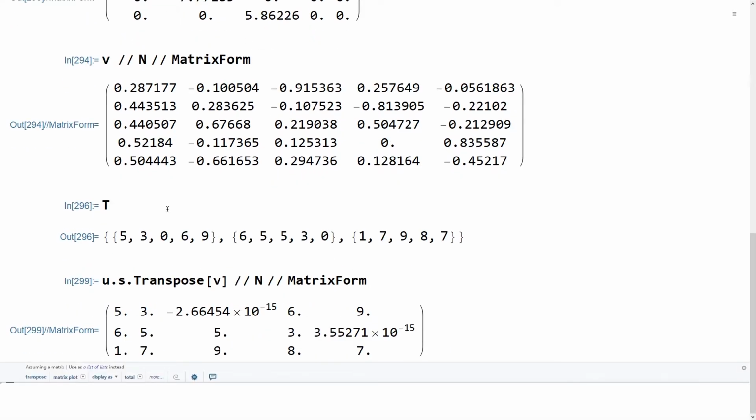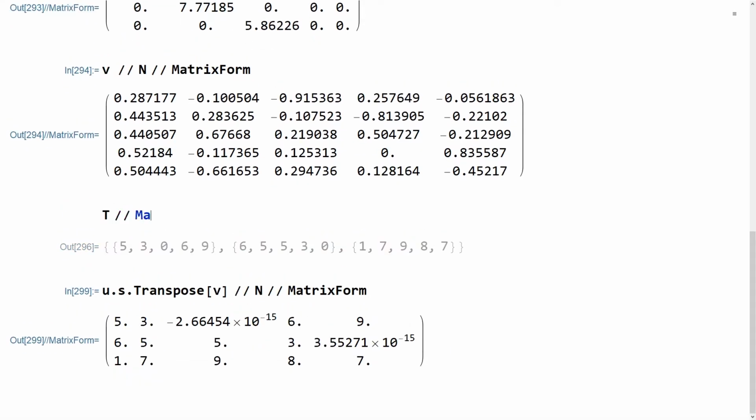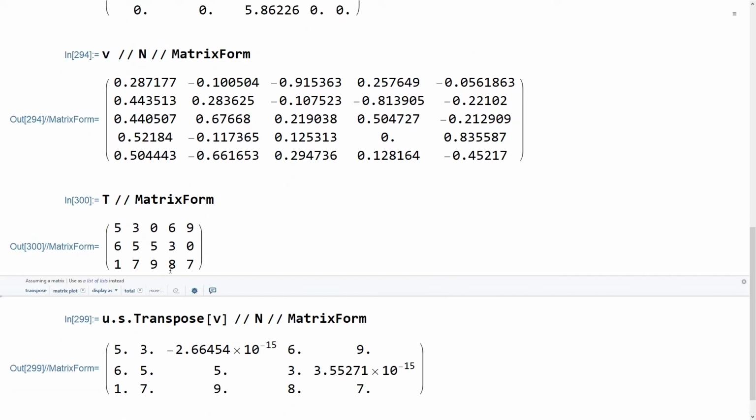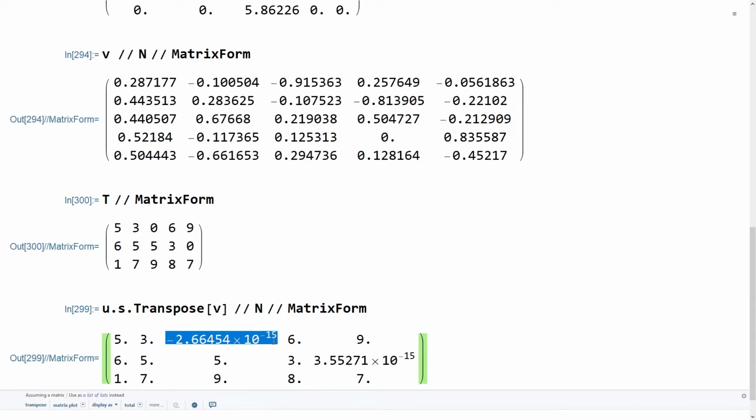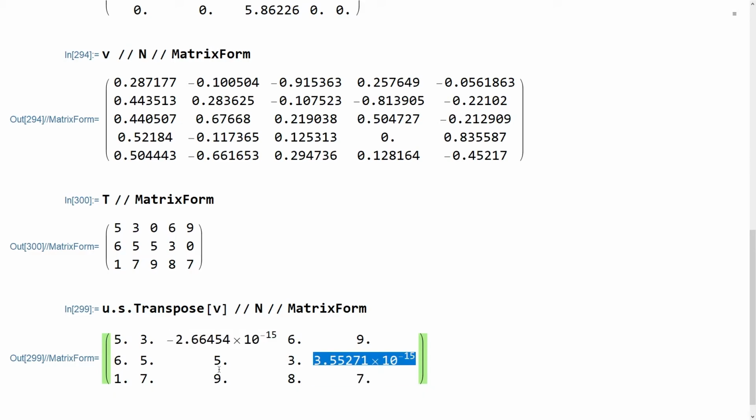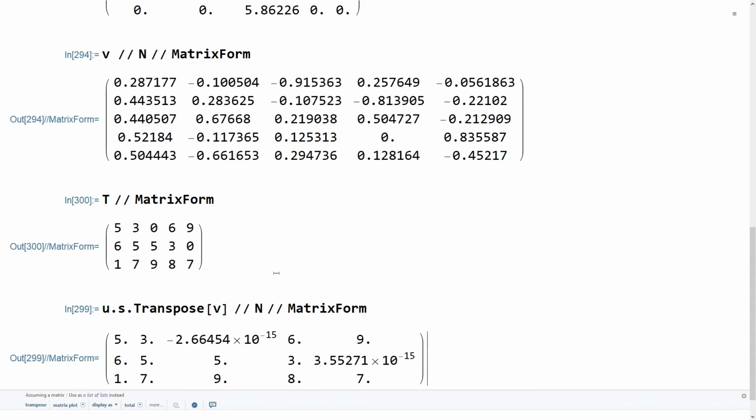You can see here that if we put T in matrix form, these are very close: 5, 3, a number that's about as close to 0 as you're going to get with machine precision, 6, 9, 6, 5, 5, 3. Same thing here for this 0 and so on. So this essentially stored the information in these 3 matrices. There are lots of ways of testing how close we got with the approximation, but this is very, very close.